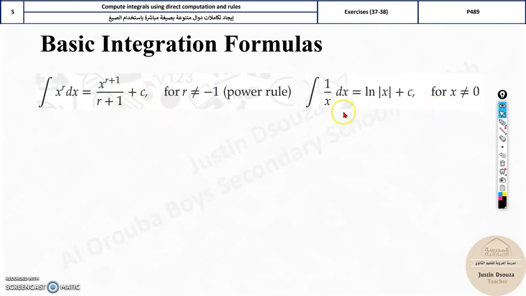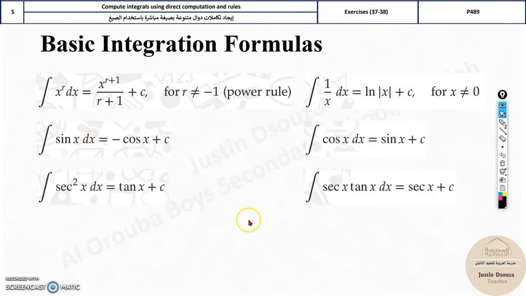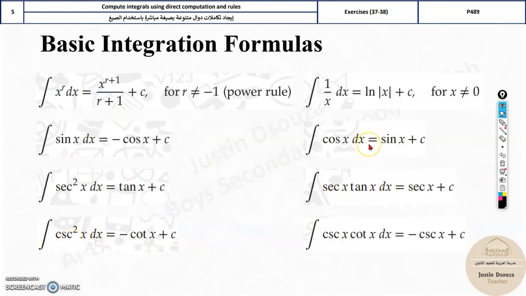And now a few of the basic formulas. Integral of 1 by x dx. See, it's like opposite to what is derivative. If you have remembered the derivative formulas, then these integral formulas will be easy because they are similar to it. Integral of 1 by x dx is natural logarithm magnitude of x plus c. Now sine, cos, secant, tan, cosecant square, cosecant, and cot, they are similar to the derivatives, but there are a few things you must remember.